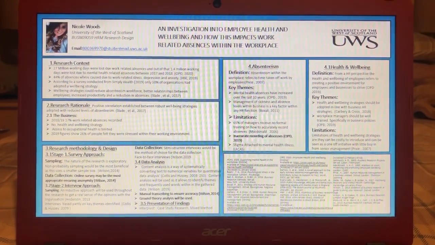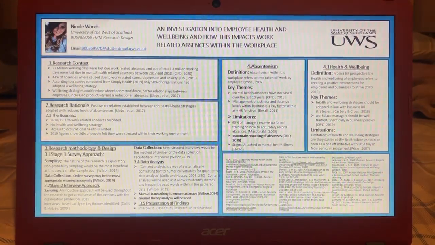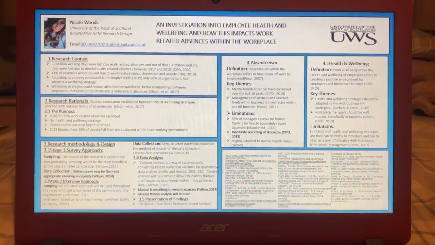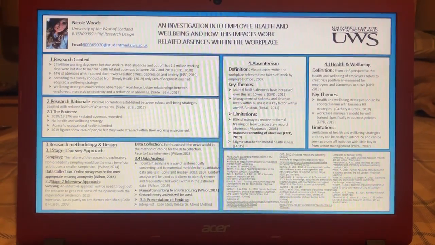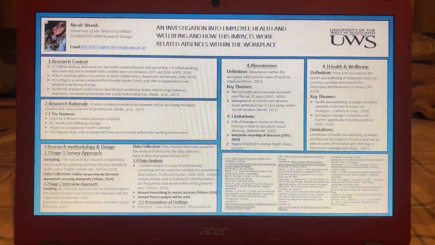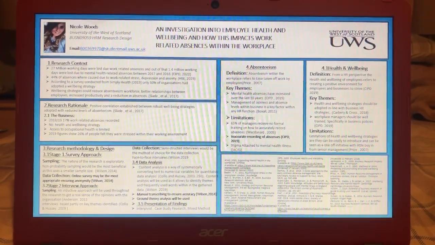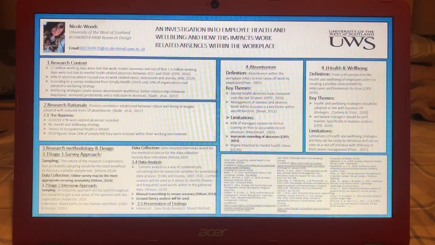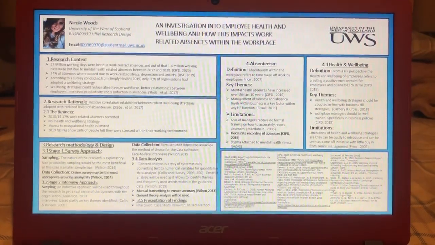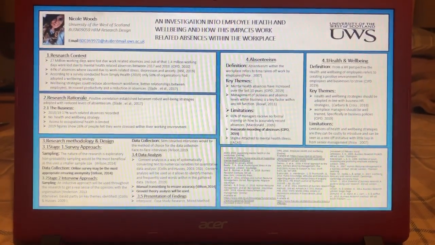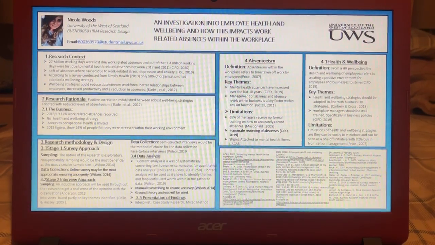Understanding this and then implementing change could result in a happier workforce, better relationships between employees and increased productivity and a reduction in absences as well. A survey conducted by Simply Health suggested that 9 out of 10 organisations they surveyed who adopted a health and wellbeing strategy found this to be the case.